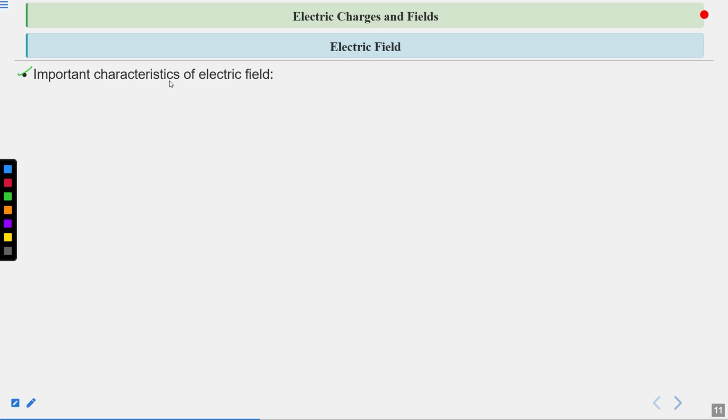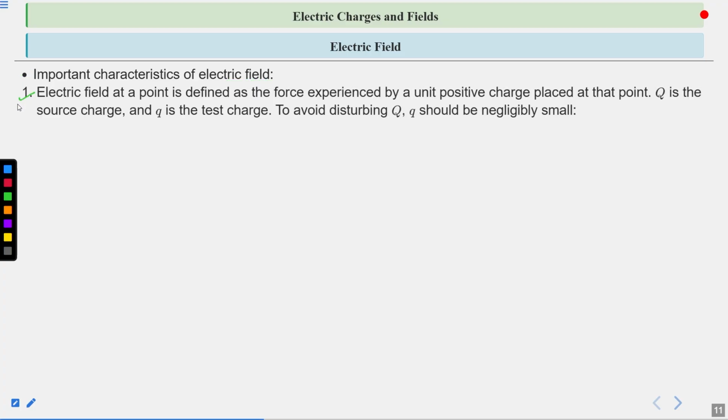Some important characteristics of electric field. First, the electric field at a point is defined as the force experienced by a unit positive charge placed at a point O. Here capital Q is the source charge and small q is the test charge.